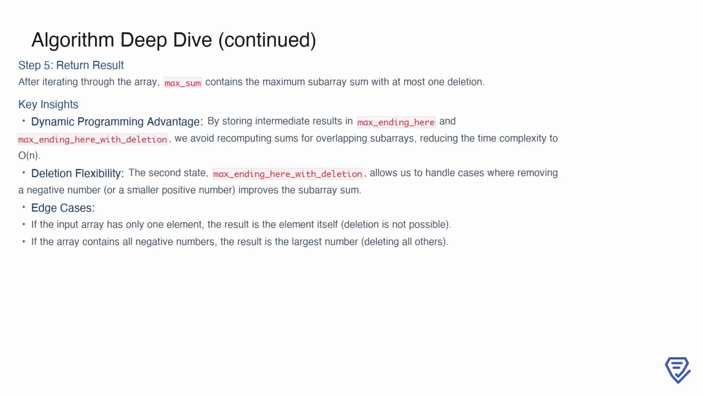This could be a significantly negative number or even a smaller positive number in certain cases. For edge cases, such as when the array contains only one element, the result is simply that element, since no deletion is possible. Similarly, if all elements in the array are negative, the result is the largest single element, as removing all others would not improve the sum.